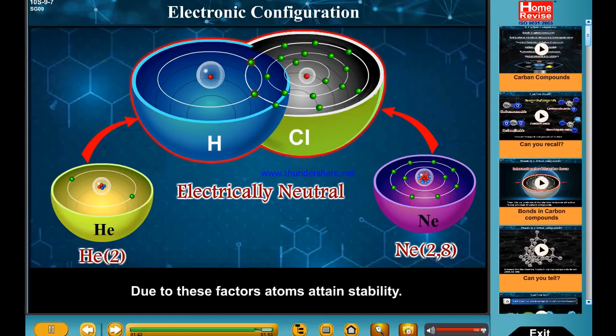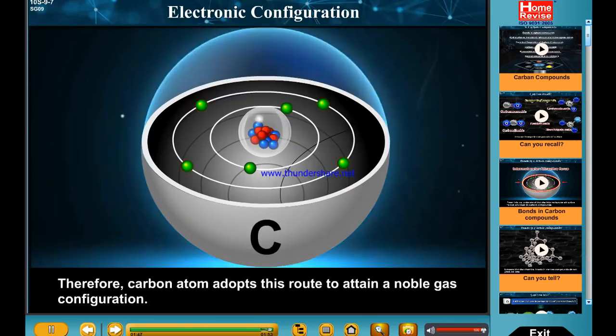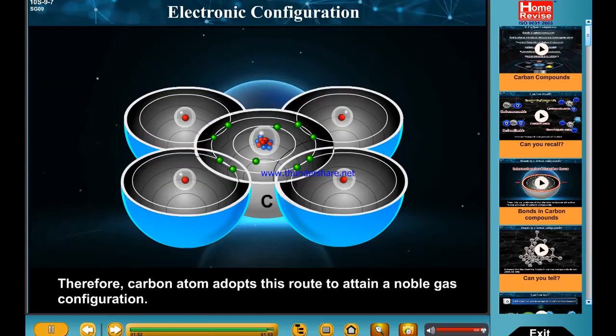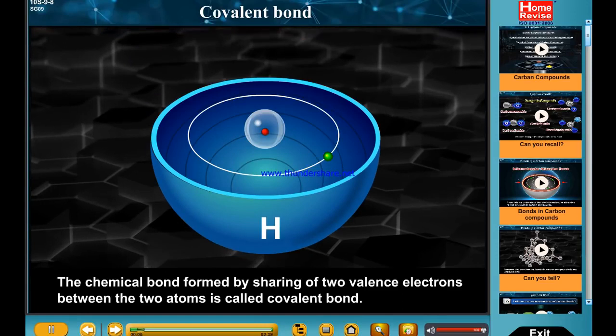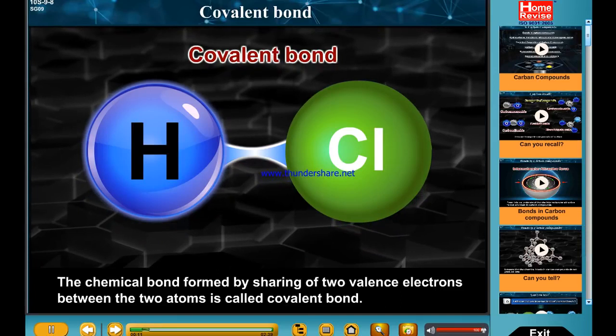Due to these factors, atoms attain stability. Therefore, carbon atom adopts this route to attain a noble gas configuration. Covalent bond. The chemical bond formed by sharing of two valence electrons between the two atoms is called covalent bond.